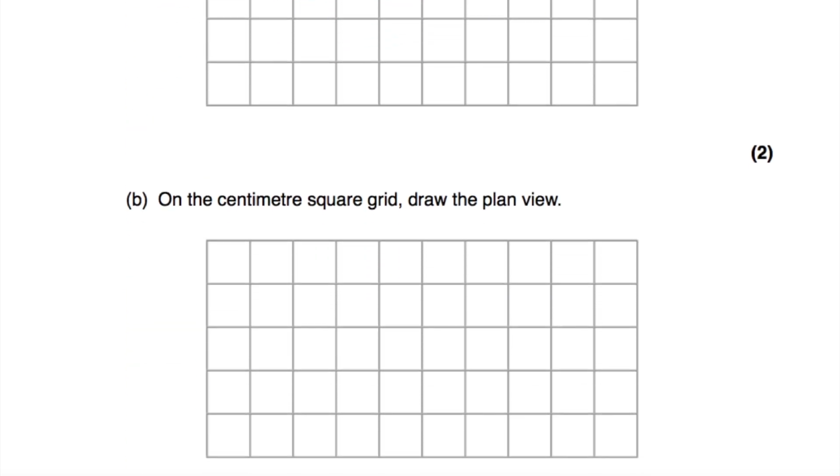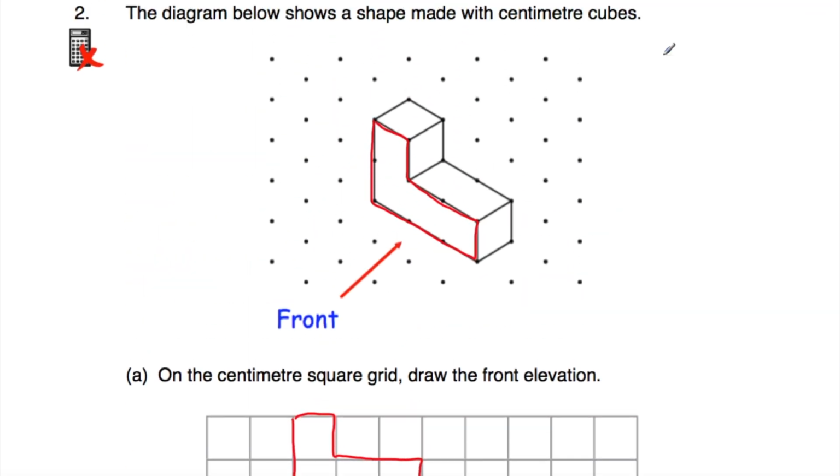Part B says draw the plan view, so that's from above. So let's look at it from above. I'm just going to rub out that front elevation there. So from above, I'm just going to do it in blue. If we look down on it from above, what would we see? Well, we would see the shape here.